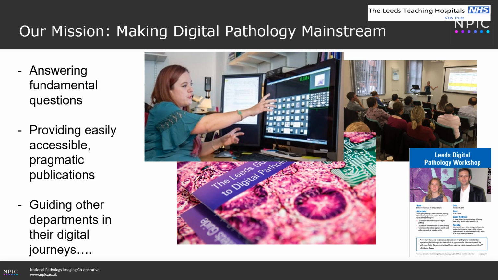So as you may know, we made it our personal mission over the last 5 years at Leeds and at NPIC to try and make digital pathology mainstream. So we've set out to try and answer some of the very fundamental questions that pathologists, biomedical scientists, IT professionals and laboratory managers might have about how to deploy digital pathology, particularly in clinical settings, safely and effectively. And we've gone out of our way to produce some easily accessible, pragmatic publications and events to help guide other departments in their digital journeys.